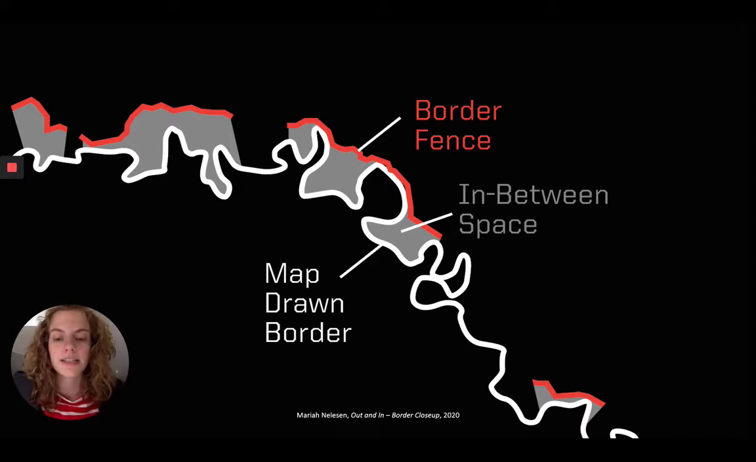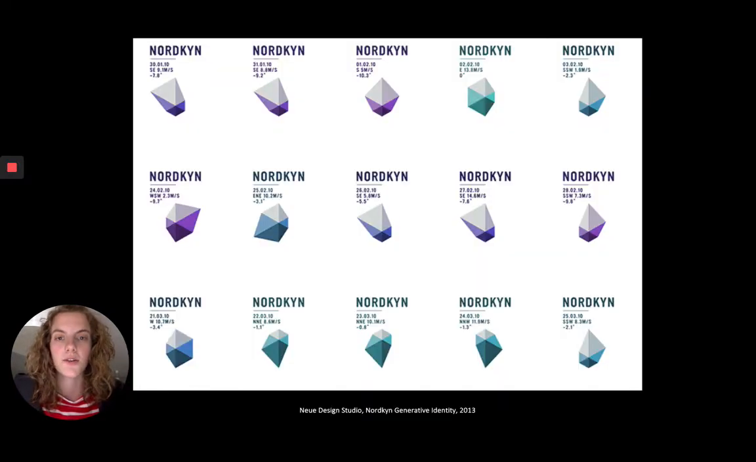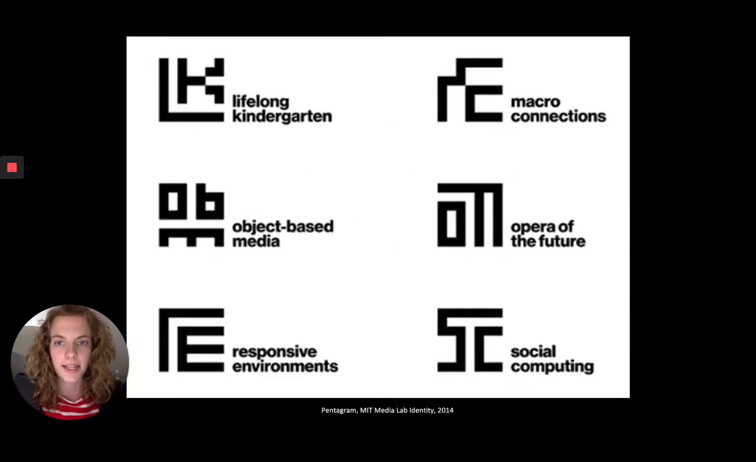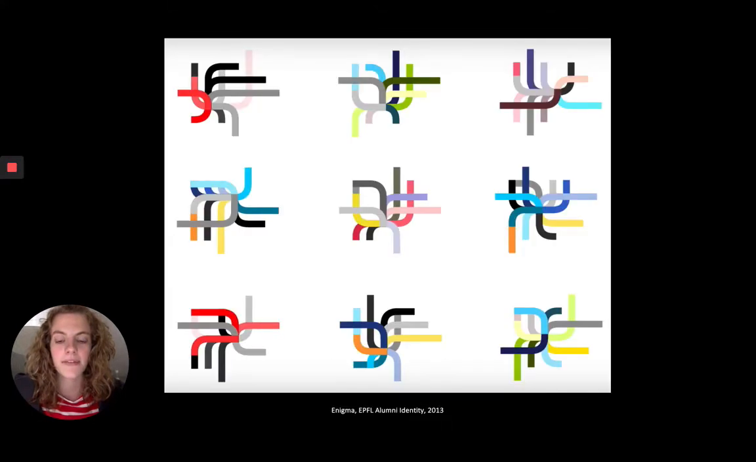My project is also driven by my interest in identity design. Historically, identities have been used to give agency to a company or brand to help them design cohesive visuals that attract new customers and give brand awareness to its consumers. Nordkin, MIT Media Labs, and EPFL alumni are just a couple of examples of dynamic identities.